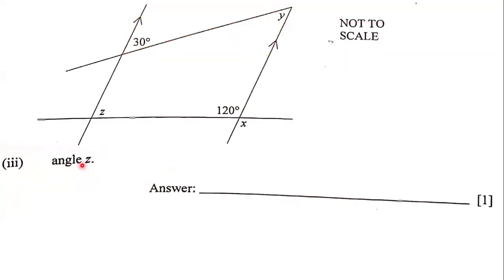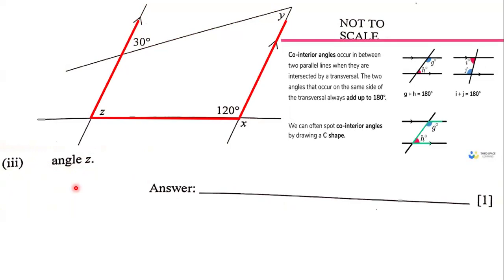Next, our goal is to determine the size of angle Z. Notice that we have a C shape. And a C shape can help us to identify co-interior angles. It says here we can often spot co-interior angles by drawing a C shape. Indeed, co-interior angles add up to 180 degrees.